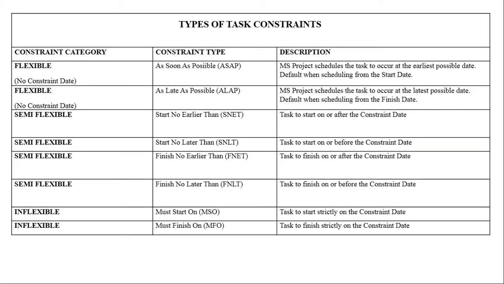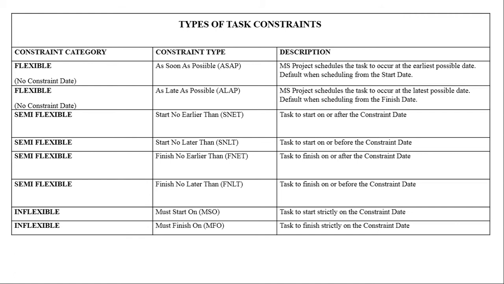In these three categories, the flexible, semi-flexible and inflexible constraints, we find 8 variations. In the flexible category, there are 2 types of constraints. The first one says the task must start as soon as possible. So in other words, MS Project will schedule the task to occur at the earliest possible date. So this is the default constraint type if we are scheduling from the start date.